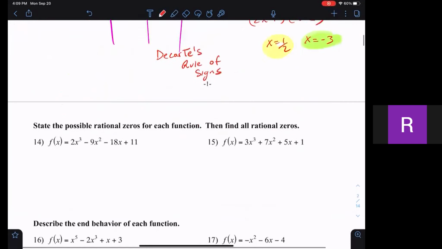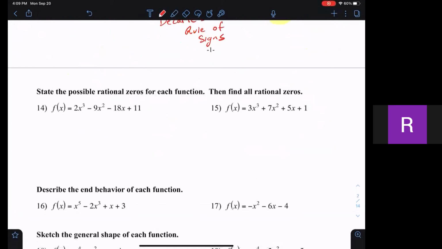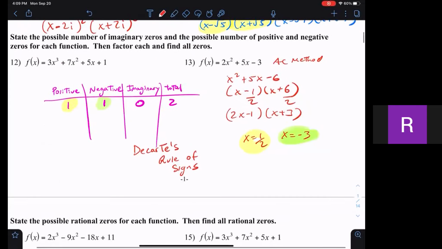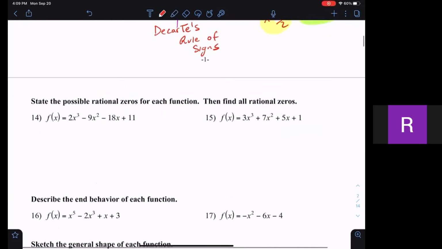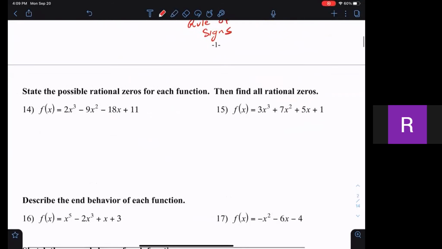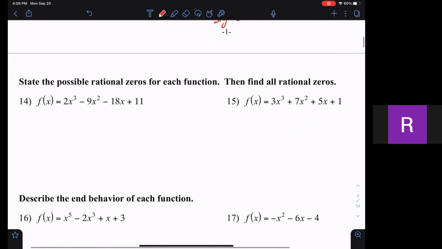Okay, good. Here they say state the possible rational zeros for each and then find the rational zeros. So here I'm not gonna do Descartes' rule of signs because you already know what it is, but I'm gonna try to solve the problem using factoring by grouping or the rational root theorem. So this is not gonna work by grouping, right? That's not gonna work because 11 is a prime number. So we have to use the rational root theorem.